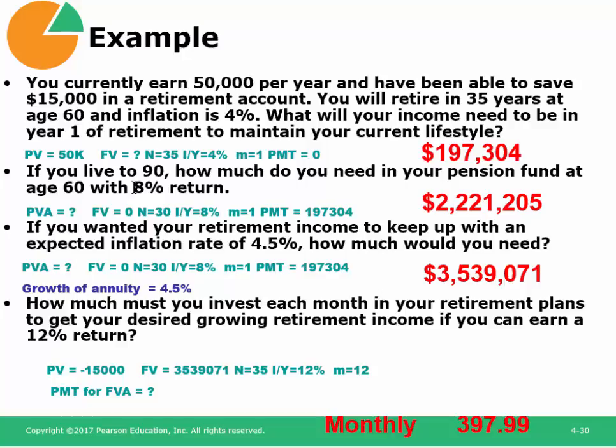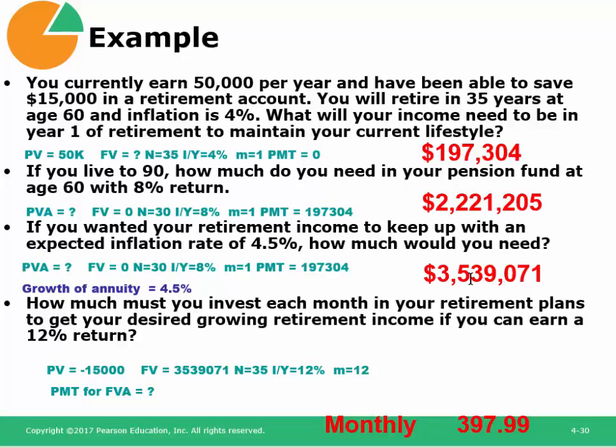Let's assume you're going to live to be 90. You need to know how much you need in your pension fund to get $197,000 a year from age 60 to 90. So time now is 30 years. Plug these numbers in and you'll find out that you need $2.2 million. What if you're worried about inflation? In that growth of annuity box, you type in 4.5% for inflation, which means you need $3.5 million.